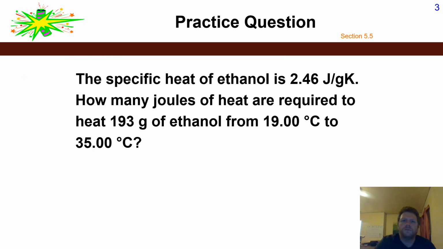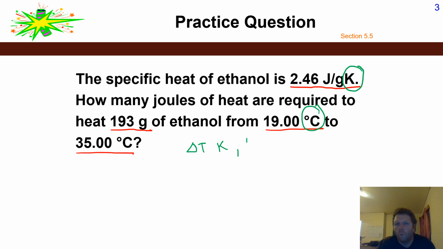Okay. Now, a good practice question here is the specific heat of ethanol, and this provides our specific heat capacity or specific heat of ethanol as 2.46 joules per gram Kelvin. How many joules of heat are required to heat 193 grams of ethanol from 19 degrees Celsius to 35 degrees Celsius? Okay, so you might look at this and think, oh, there's a typo, but in fact there is not, because remember, when you look at change in temperature measured in Kelvin, 1 Kelvin is equal to a delta T measured in degrees Celsius of 1 degree Celsius. So if the temperature rises 1 degree Celsius, it's also gone up 1 Kelvin.